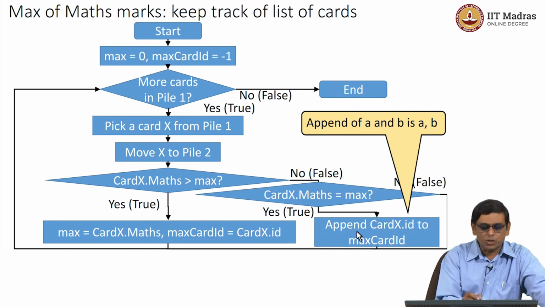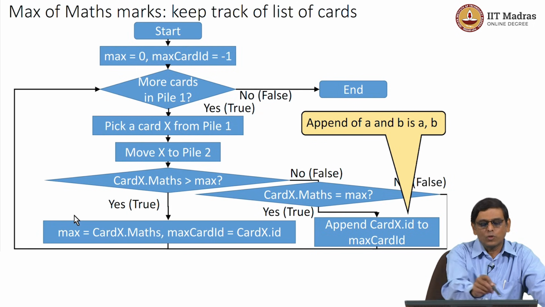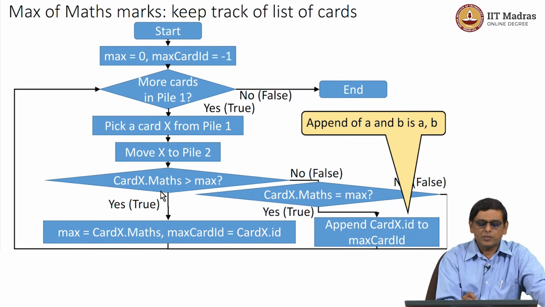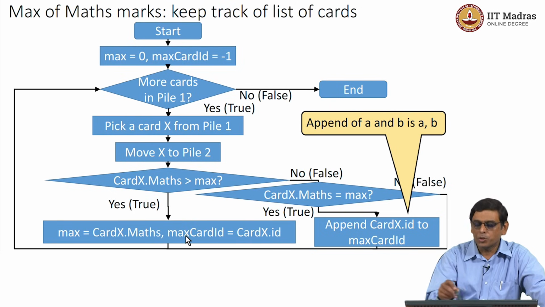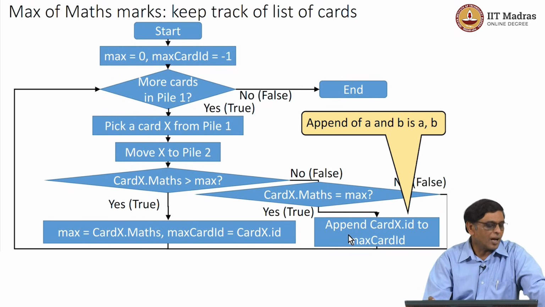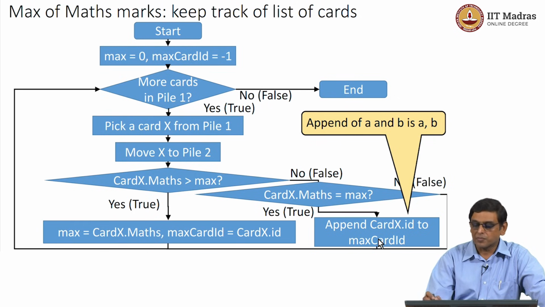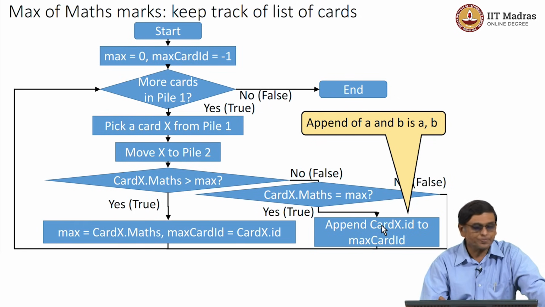Now, of course, if you go around and find another card which has a larger max value, then you will overwrite, basically replace this list with the ID that you are seeing for the first time. So, when you see a new max for the first time, that max is stored in card ID, and when you see further maxes, those are appended to the list. That is how you create a list of max cards in the card X dot ID list.